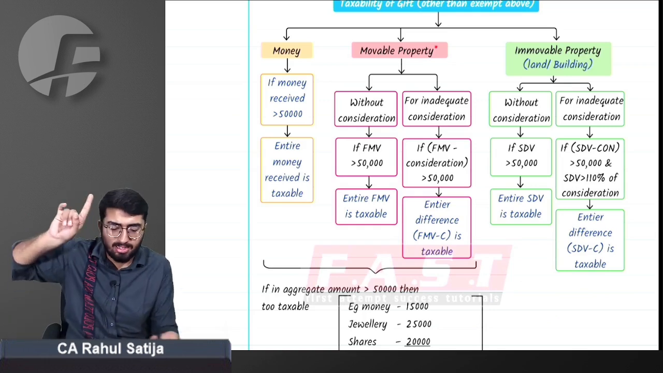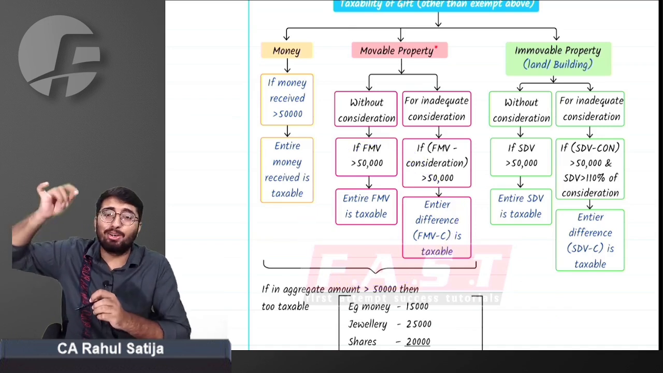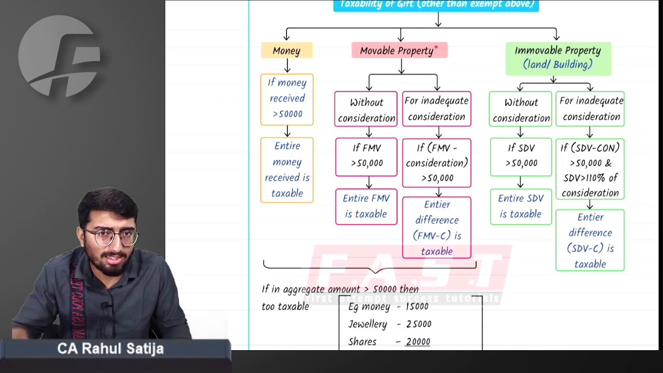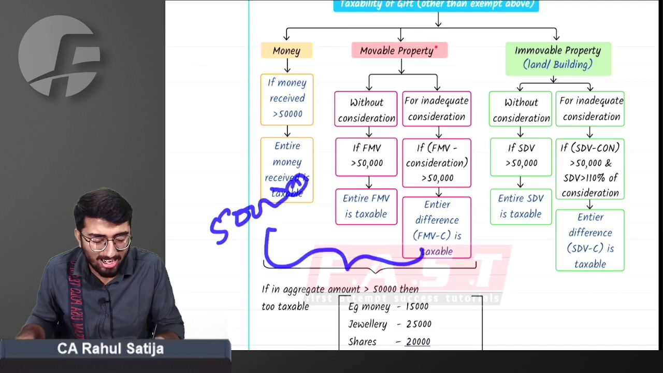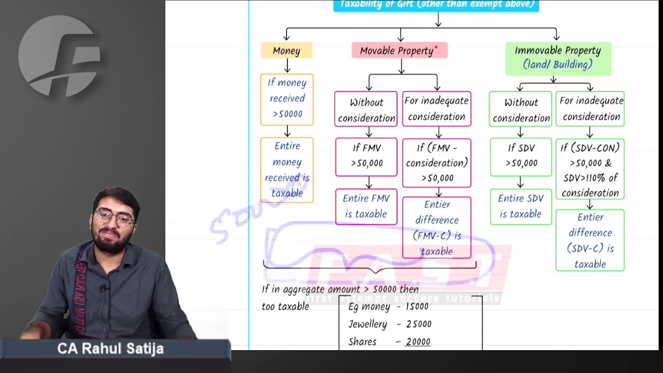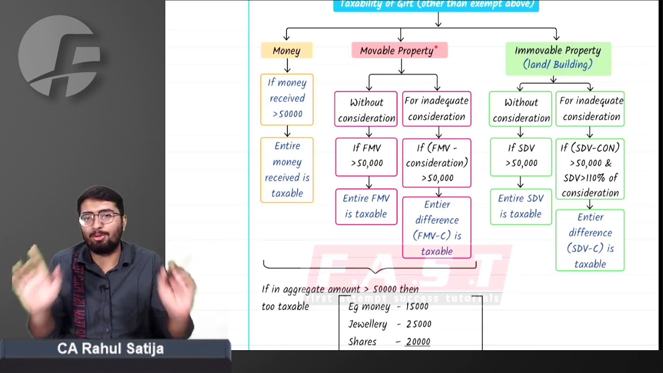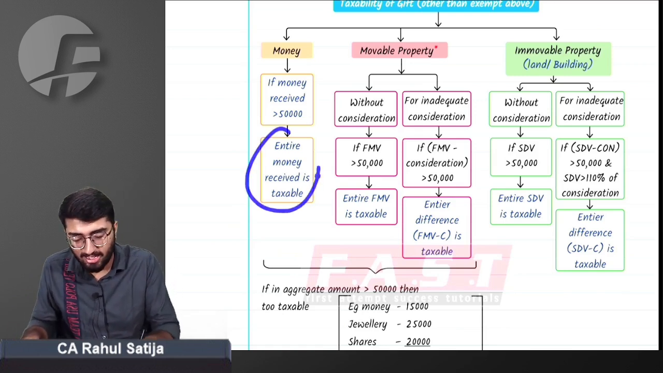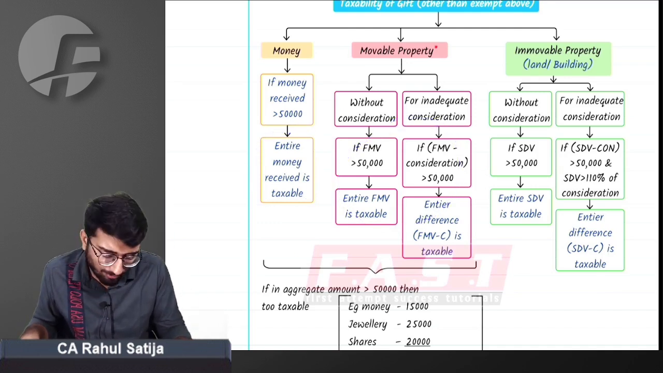Will it be exempt or not? Since money is lesser than 50,000, it should be exempt. Sir, movable property is lesser than 50,000, received is lesser than 50,000. Will it be exempt? Right answer is whenever you are considering this limit of 50,000, you have to aggregate the money received and movable property. Got this point or not? Sir, you have to aggregate the money and movable property for considering the limit of this 50,000.